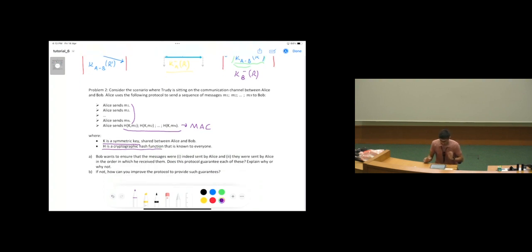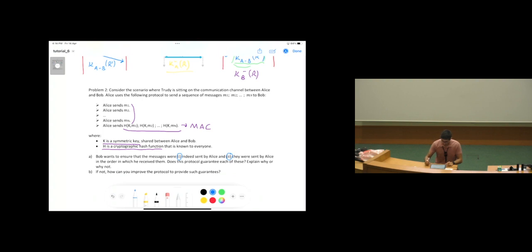So Bob wants to ensure that the messages were first indeed sent by Alice, and that they were sent by Alice in the order in which he received them. So two things. And we are going to look at whether this protocol guarantees these two things, or just one of them, or neither of them.